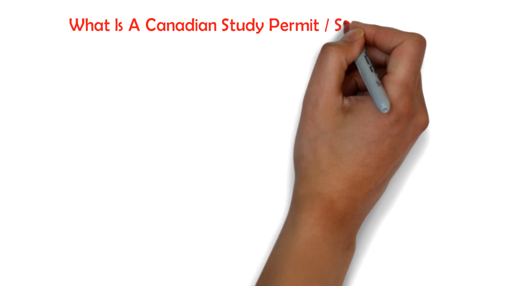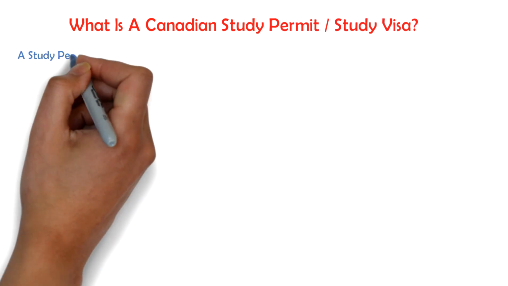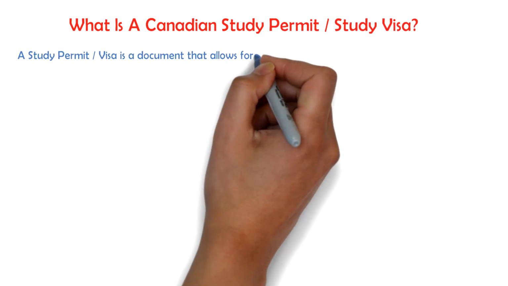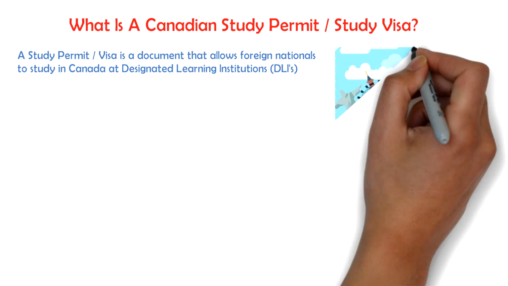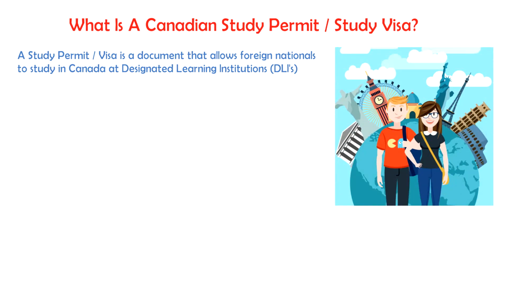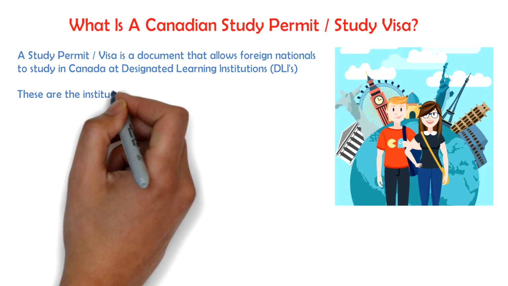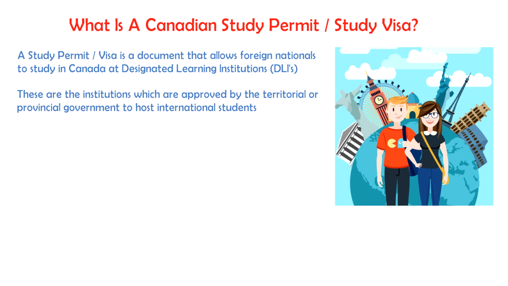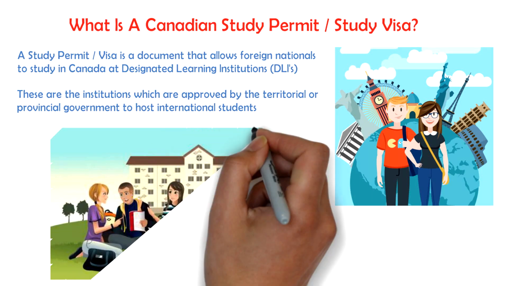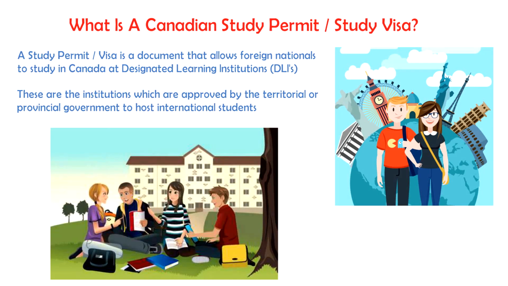Before we get into details, let me tell you what a Canadian study permit actually is. A study permit is basically a document that allows foreign nationals like yourself to study in Canada at designated learning institutions or DLIs. These are the institutions which are approved by the territorial or provincial government to host international students, which means they are the only ones that are allowed to let foreign individuals study in their institutes.